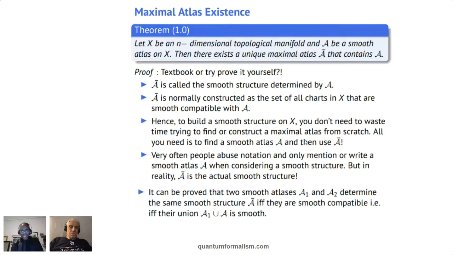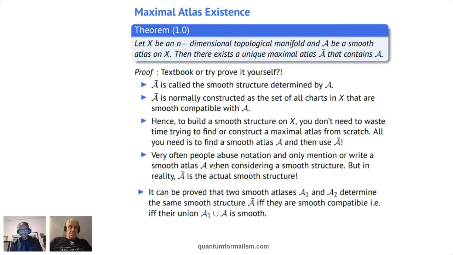This is what people do in practice, and this is also where the confusion often comes from. Everyone does this: you only denote the smooth atlas as being the smooth structure, but they don't mention the actual maximal atlas, the one determined by A. So when you see some authors write only an atlas A and say, this is my smooth structure, in reality what they mean is the maximal atlas generated by that smooth atlas. I hope you understand what I'm trying to say here.